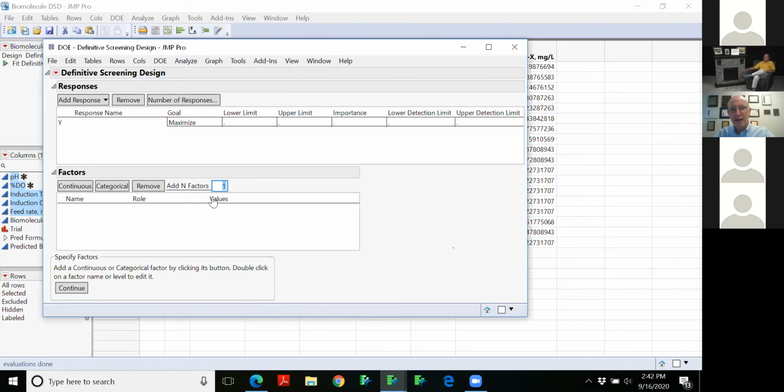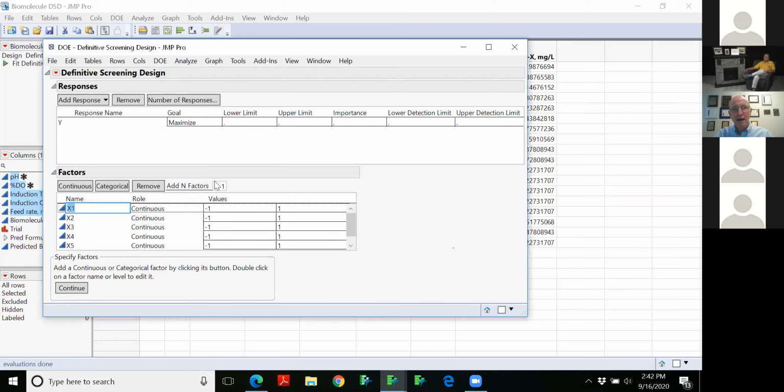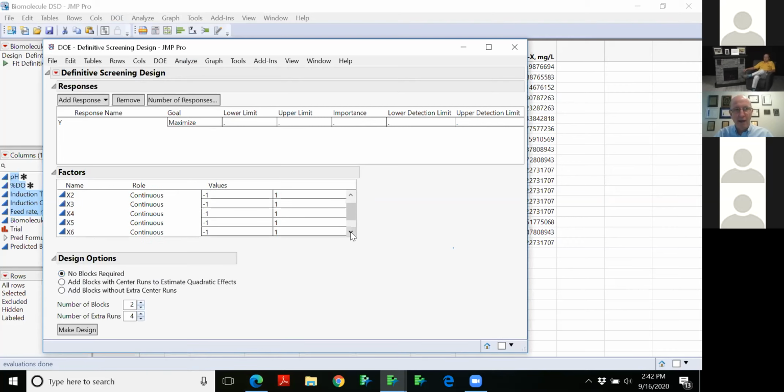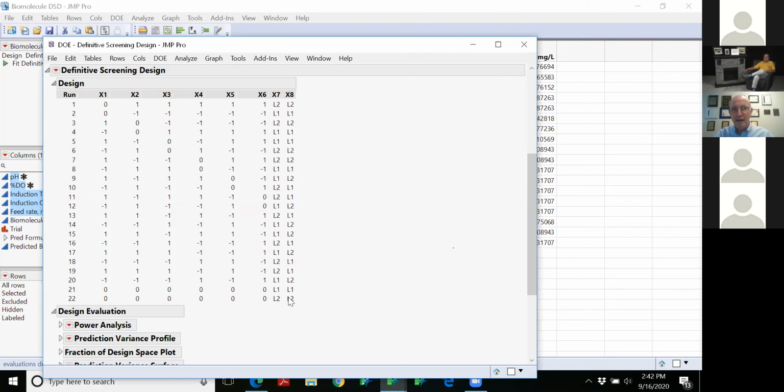And then you just say how many factors you want. Those are the continuous ones. You can add a couple of categorical ones, and then continue. And then it asks you if you want to have blocks, and if you want to do extra runs. And then you say make design, and boom, that's the design.